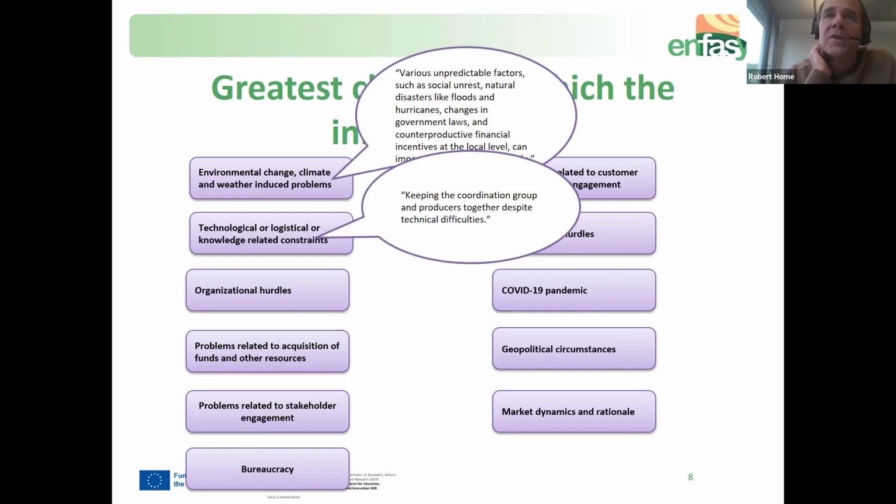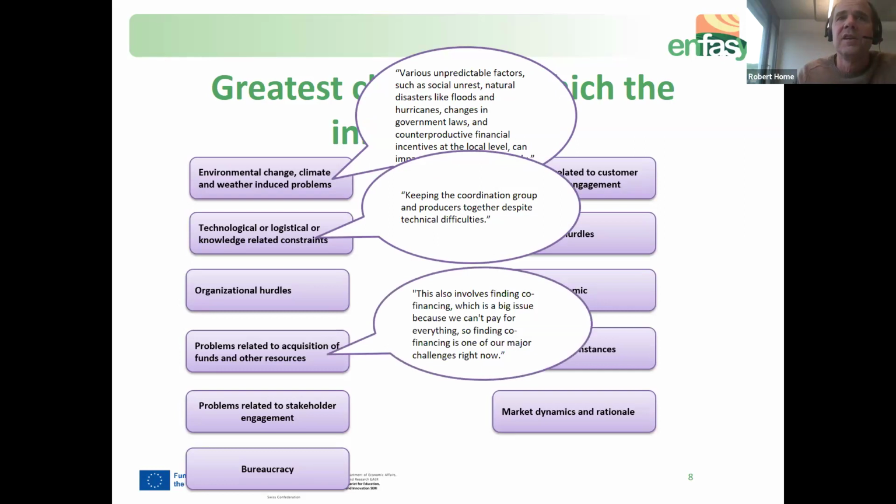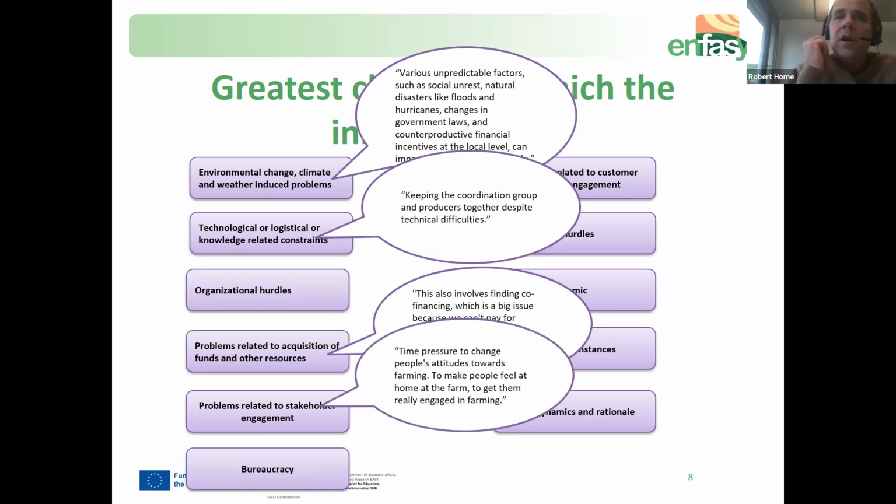Keeping coordination groups and producers together despite technical difficulties. Funding was mentioned often by many. Initiatives all need money. Very few of them said that they have plenty. So funding and searching for funding is a common activity for them that really dominates. Nowadays people are busy. Getting people to engage, especially if the engagement is voluntary, is difficult. It's a challenge that's faced by many initiatives.